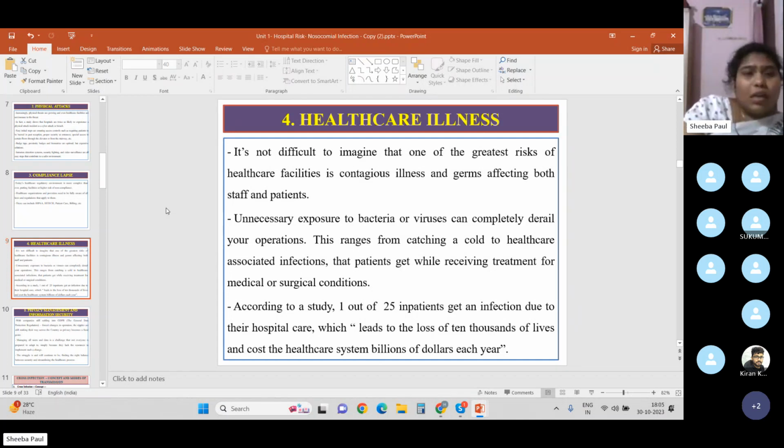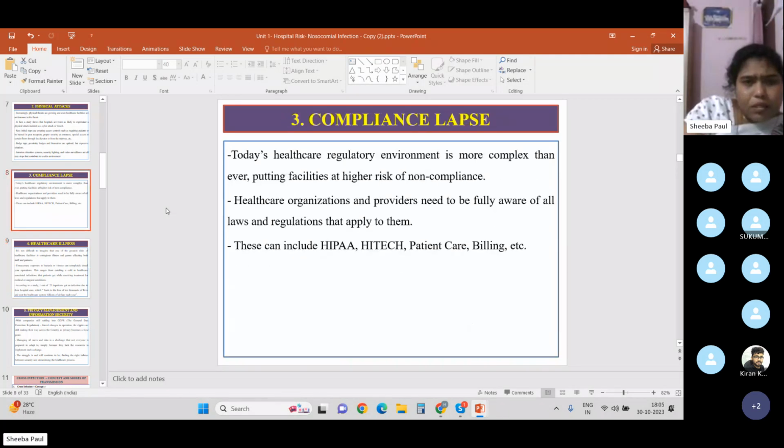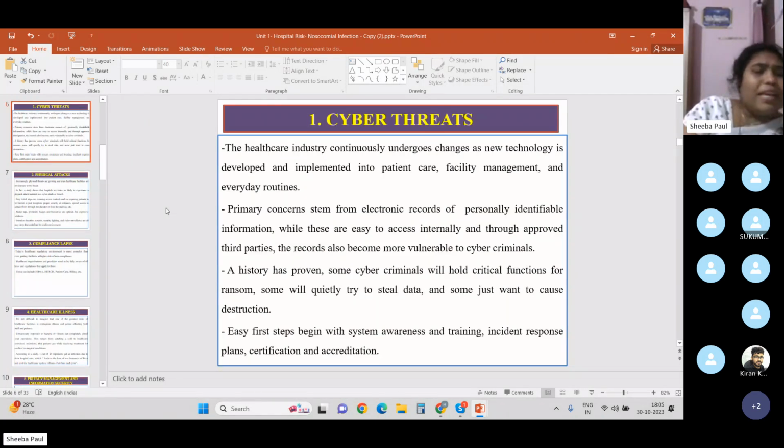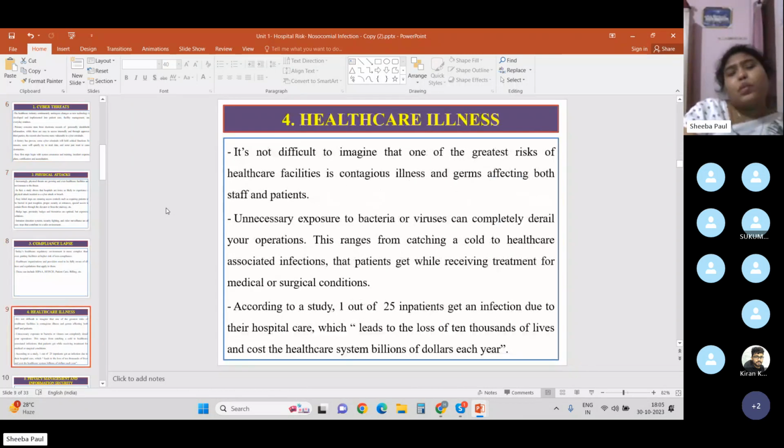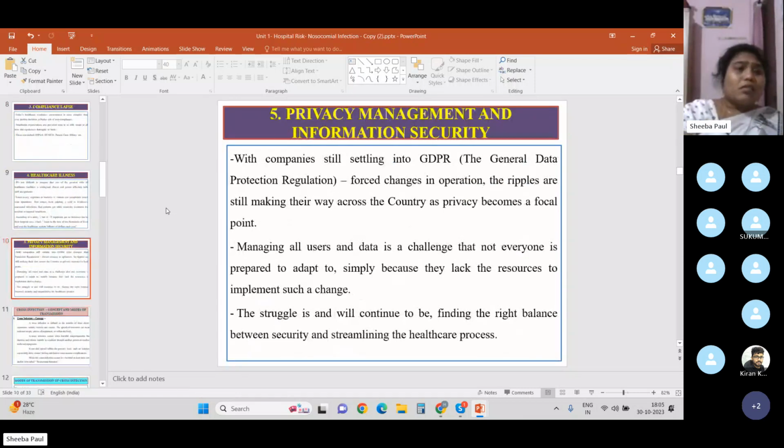Okay, so as of now, we have discussed four major risks. First one was cyber threat, second one was physical attacks, third one was compliance lapses, and fourth one is healthcare illness. So I hope I was clear till now. If you have any doubts, you can ask me. Otherwise, I'll proceed with the next slide.